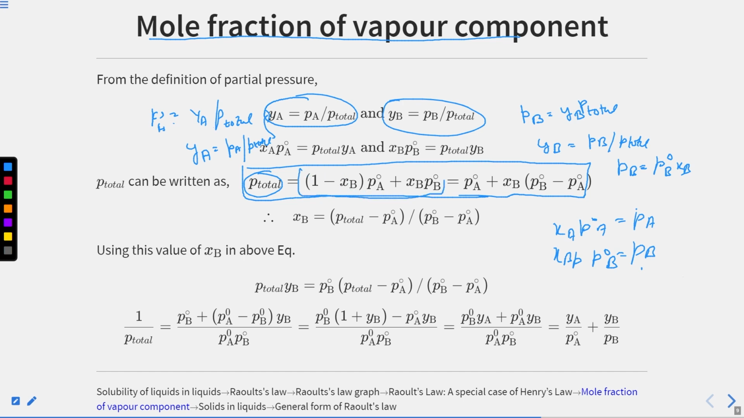Now that we have replaced XA by 1 minus XB, we got P total is equal to 1 minus XB times P naught A plus XB times P naught B. Since both of these contain XB, I can write P naught A plus XB into P naught B minus PA. Now, how will I write this XB here? So let me write this first.